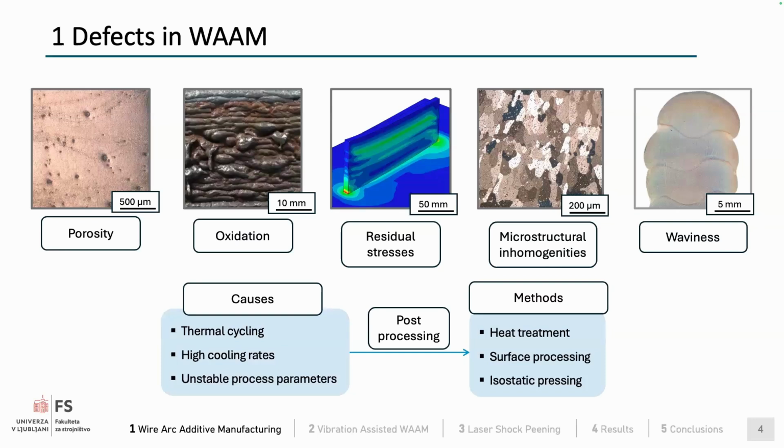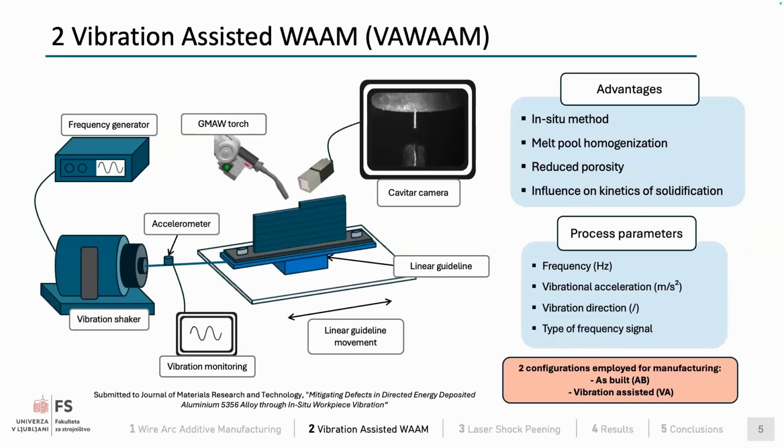But combining all of these methods can be quite time and energy consuming. So some efforts have been made in exploring alternative mid-process approaches, such as interpass rolling and forced cooling between the layers. And one amongst the most promising is the usage of vibrations.